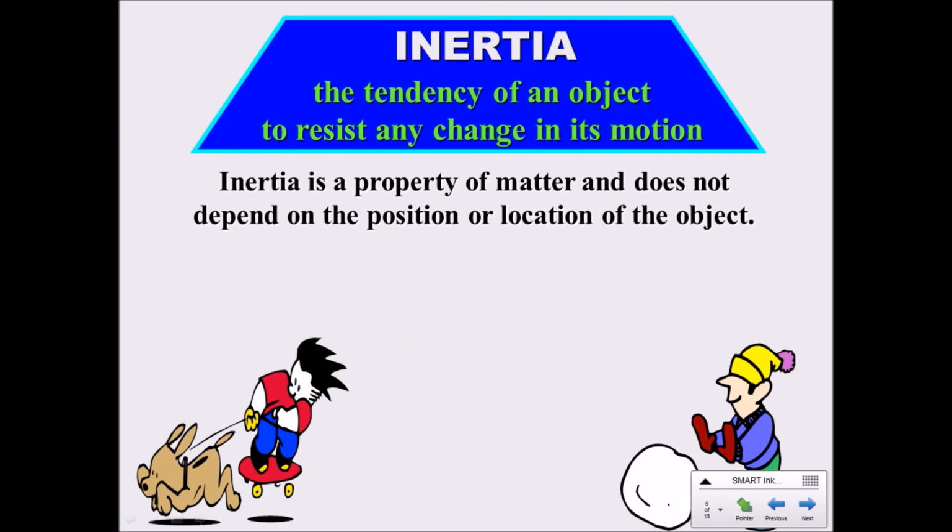Okay, so we need to define a few things. The first thing we need to define is inertia. Inertia is probably a word that you've heard before, but in physics, inertia means the tendency of an object to resist any changes in its motion. So a change in motion of an object, that's referring specifically to an acceleration.